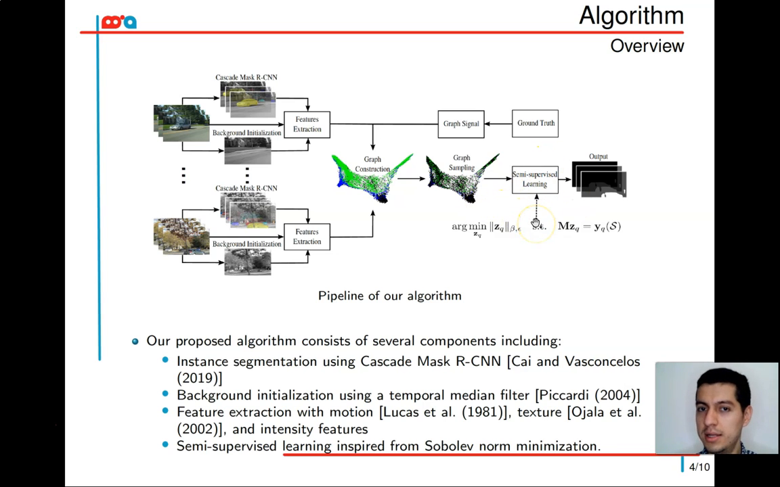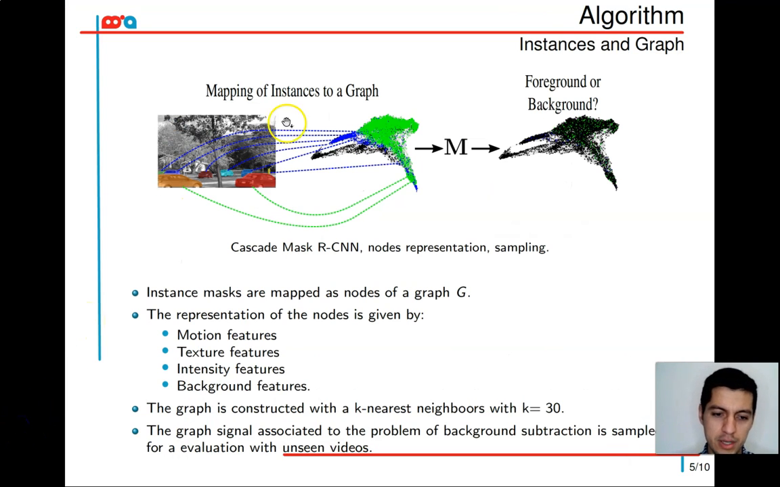algorithm that in this case is inspired by the Sobolev norms of graph signals. At the end we are going to have our map or output of moving objects. With this image we can understand our algorithm a little bit better. Here we have some instances, some cars, and we are going to map those instances to the graph, and we are going to say, okay, this is a moving object.